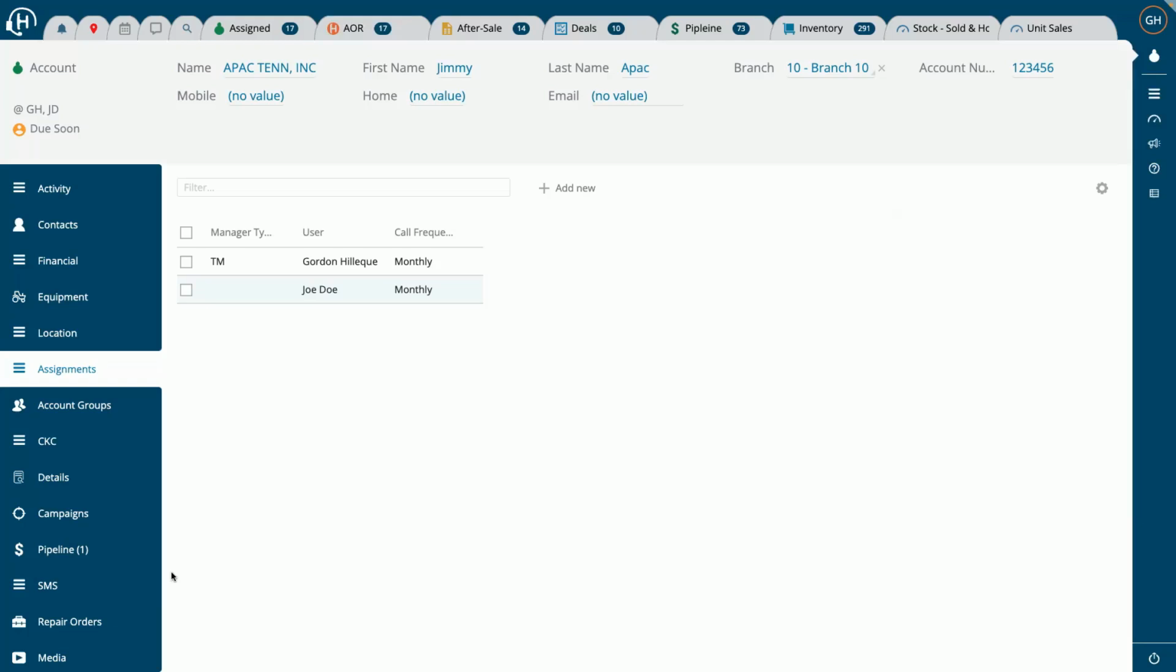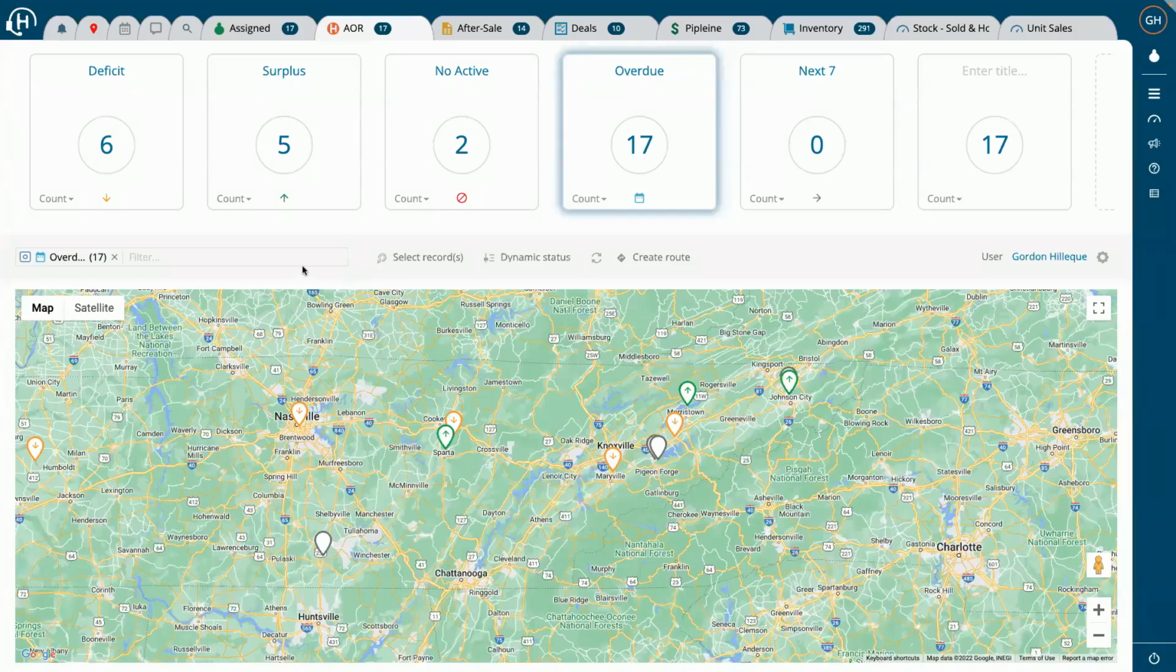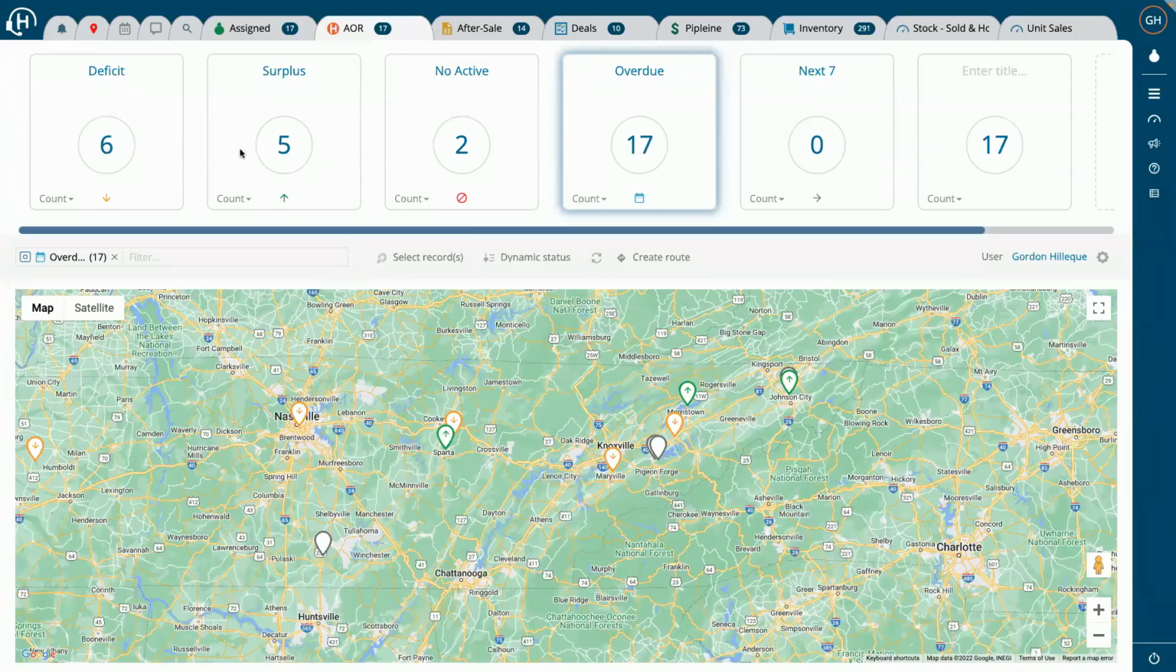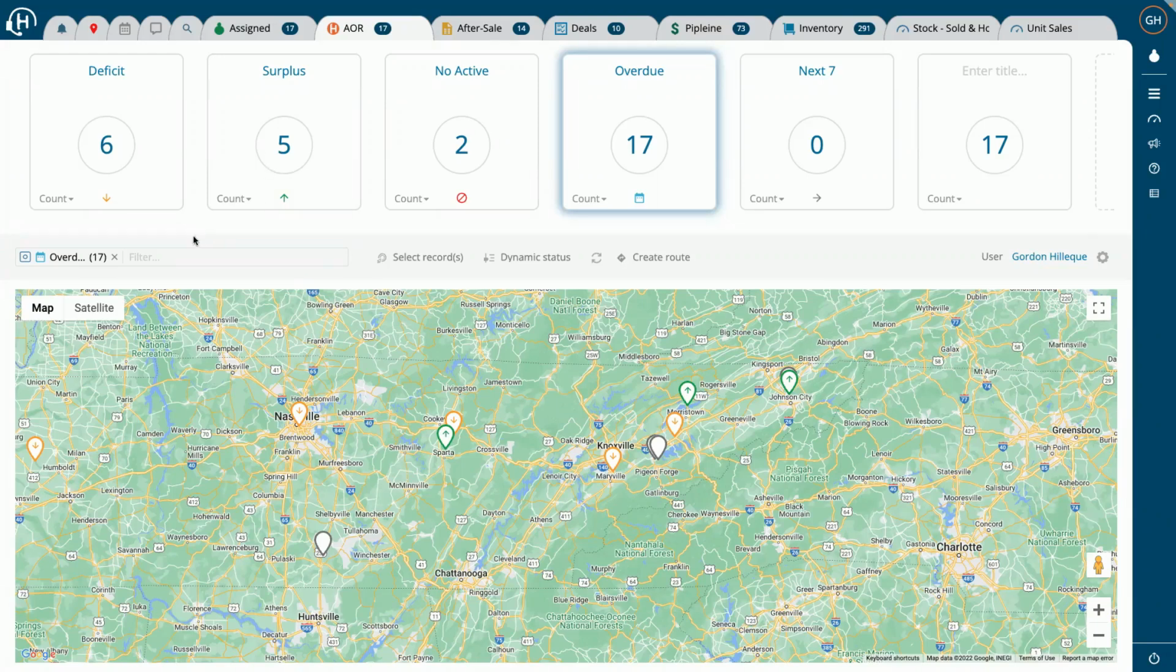You can look at it from the perspective of whether they are overdue to be reached, which is a simplistic way to look at it. Or you can look at it in a more detailed view, which is what we have here, where we're looking at whether they are in a deficit or a surplus. Meaning, are you contacting them too frequently or not frequently enough? In what I'd say is my best practices, this is the most powerful way to look at it, because it starts to tell you where people are contacting people too frequently.